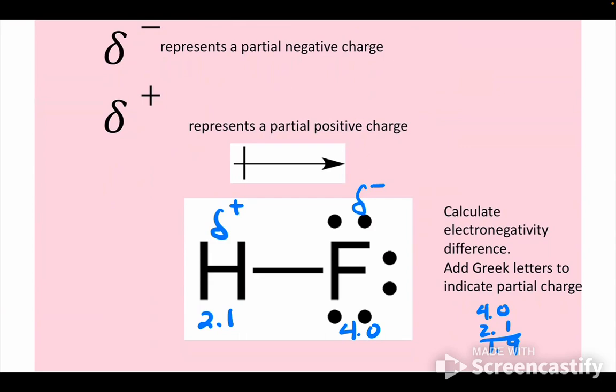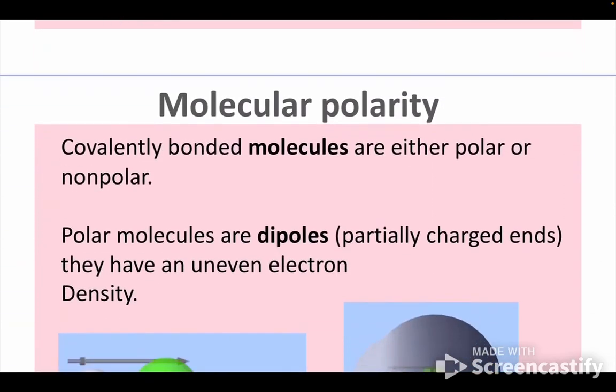We also can use what we call a dipole arrow, drawing an arrow pointing to the atom with the higher electronegativity. And then we put a little tail on it that represents the positiveness that's left behind.